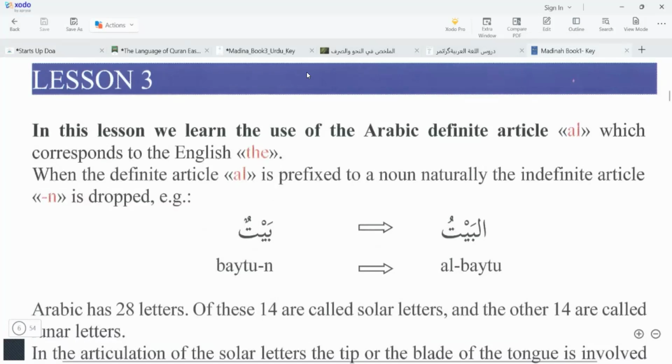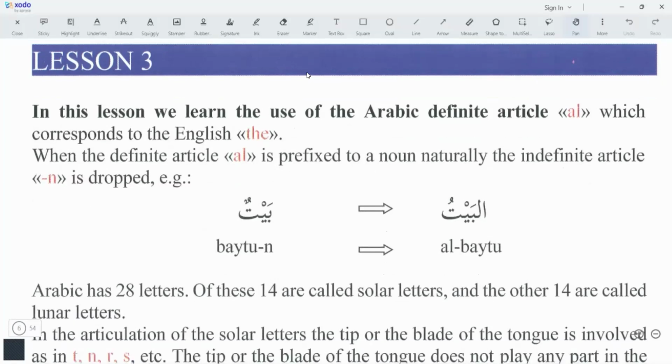Today inshallah we will learn lesson number 3 of Durusul Lughatul Arabiyyah, book 1. In this lesson we learn the use of the Arabic definite article al, which corresponds to the English article the.